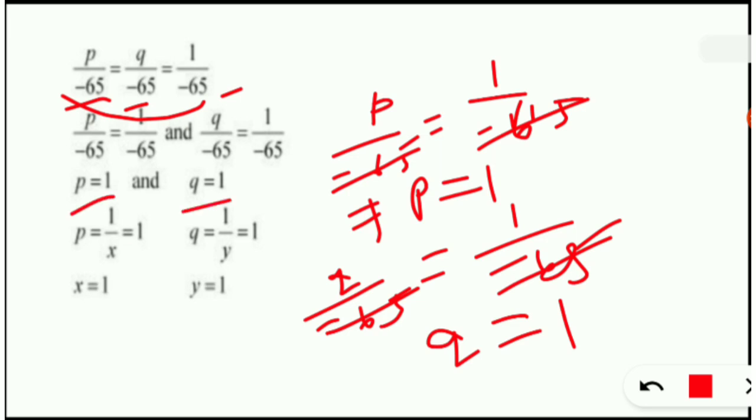At first we assumed p equals 1 by x. So p equals 1 by x equals 1, so x equals 1. Again q equals 1 by y equals 1, so y equals 1. Clear? So the value of x equals 1 and y equals 1. Clear?